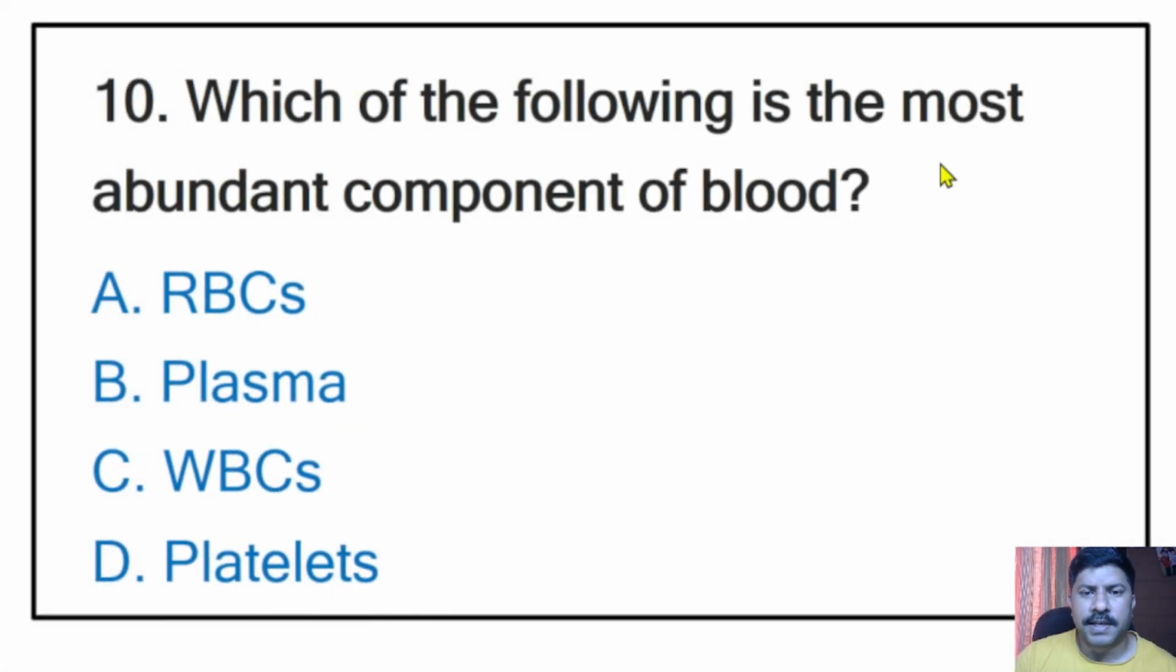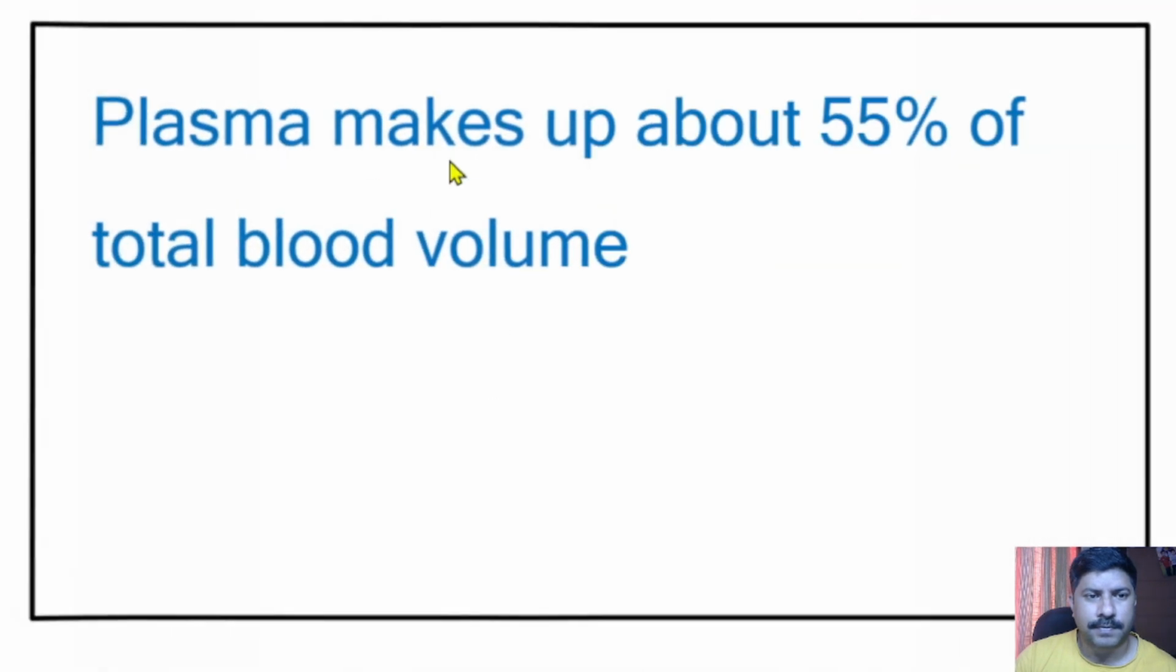Which of the following is the most abundant component of blood? RBCs, plasma, WBCs, platelets. The correct answer, plasma. Plasma is the most abundant component in the blood. Plasma makes up about 55% of total blood volume.